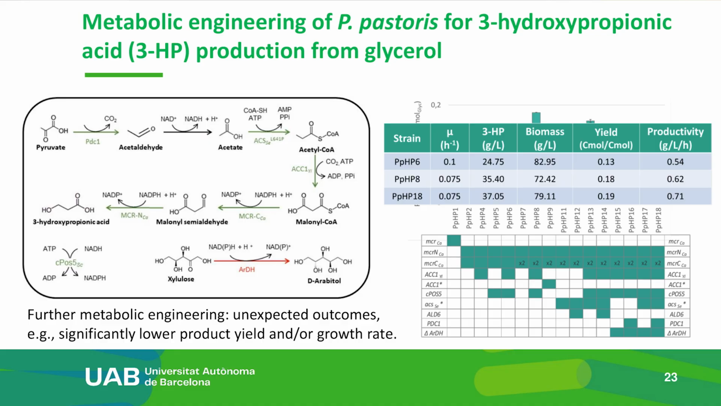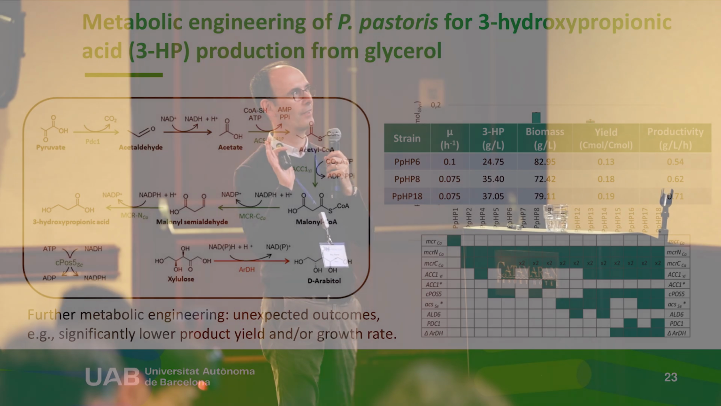In some cases we were getting improvements, and in others we were even going worse. We could go from 24 grams per liter to 37 grams per liter and improve the productivity quite a lot. So we decided to apply this metabolic flux analysis to get insight on why we didn't get the expected results, because this was working, for instance, in Saccharomyces, where doing this modification gave double productivity, but not in Pichia.